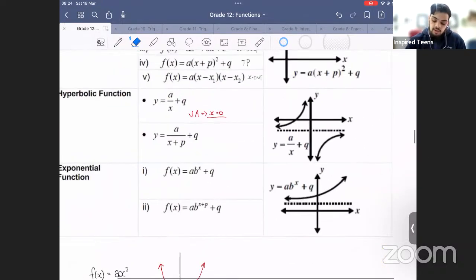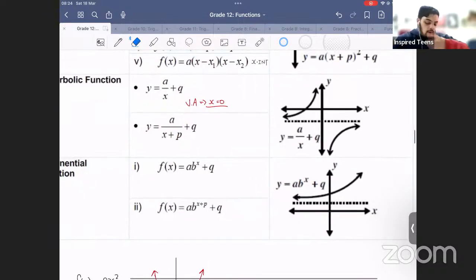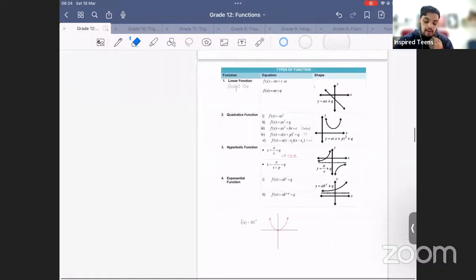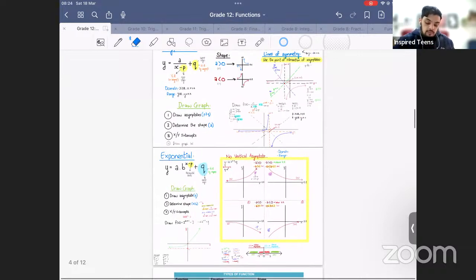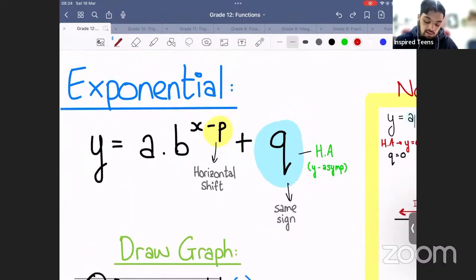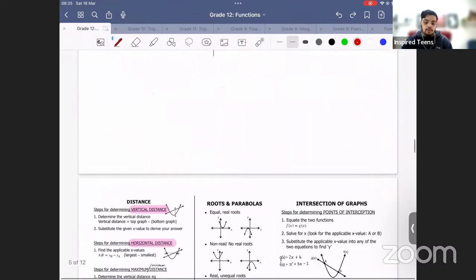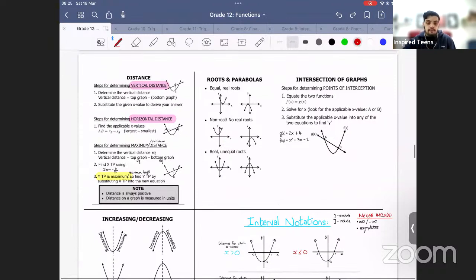Then we have the exponential function, y is equal to a times b to the power of x plus q, or a times b to the power of x plus p, plus q. Remember we said that this is horizontal shifting, shifting left and right. The negative p. There's no exponent. There's no vertical asymptote, so don't assume that that's a vertical asymptote.